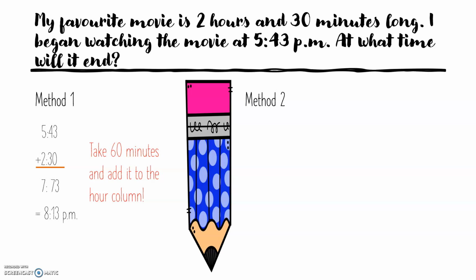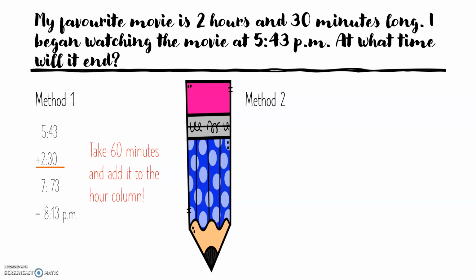So my time will actually be 8:13 p.m. And all I did was come right here and I said 73 minus 60, which gave me 13. And then those 60 minutes became 1 hour, and I added that 1 hour to the hours column to get 8:13 p.m.